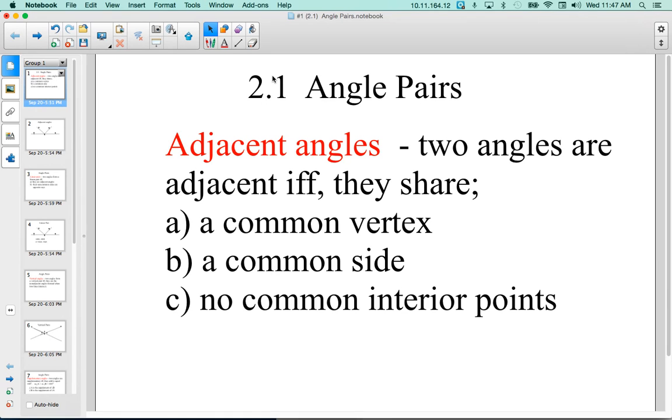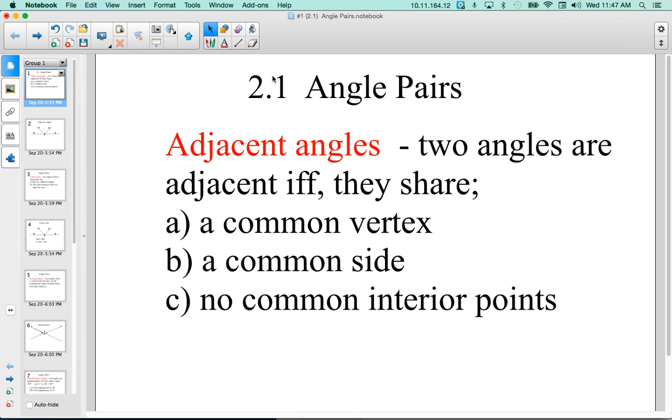Today we're going to start our Unit 2 videos with 2.1 angle pairs. Unit 2 is going to deal with a lot of different angles and angles that are made by intersecting lines. So the first thing we're going to talk about, and first term, is an adjacent angle.